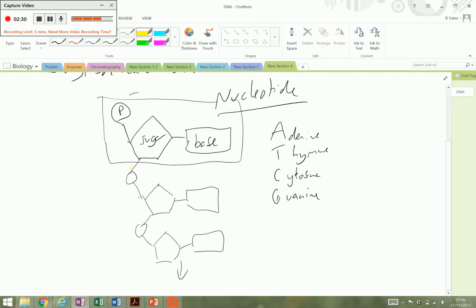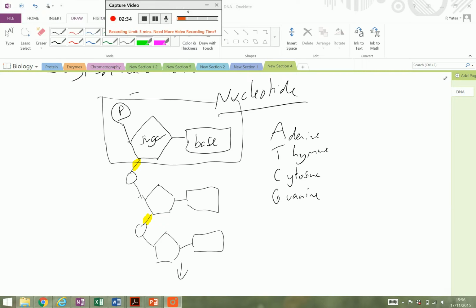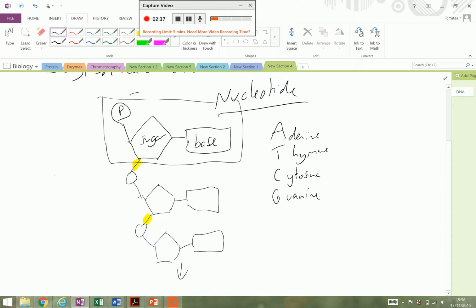So this bond here, this one here, this one here, those are phosphodiester bonds. Essentially when they bond, it's a condensation reaction and water comes off. Two nucleotides form a dinucleotide, three a trinucleotide, and a few form what's called an oligonucleotide. It's a few of them, and then many of them form a polynucleotide.